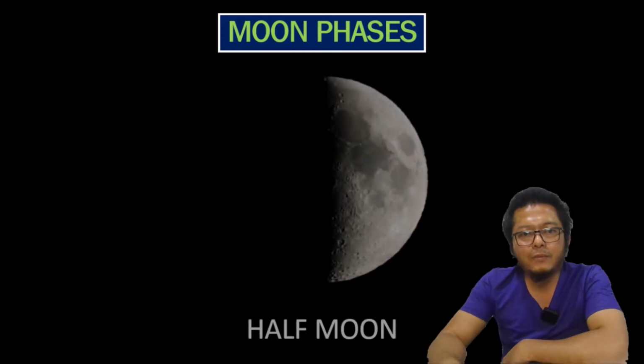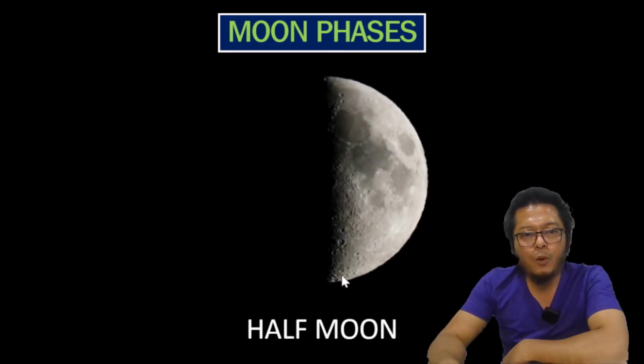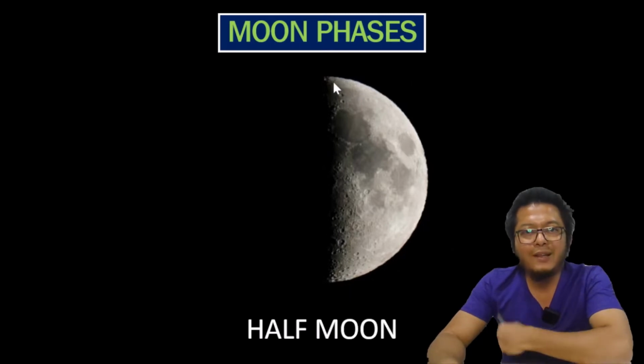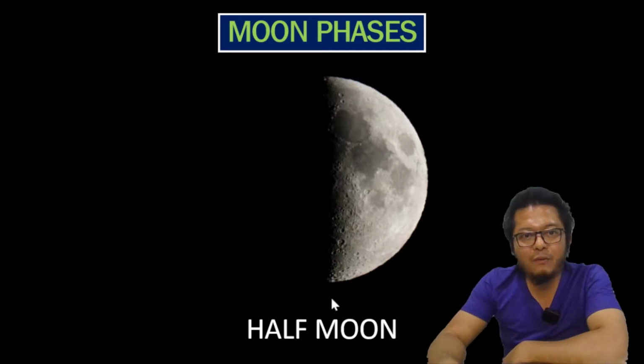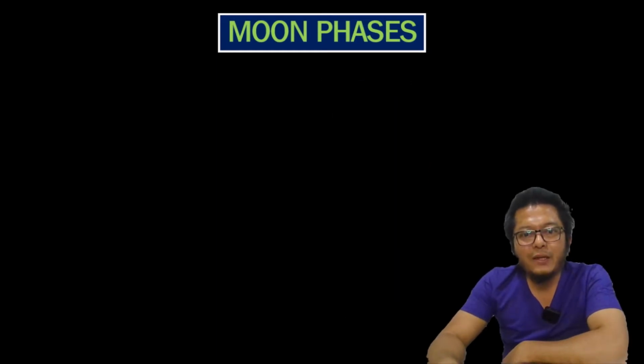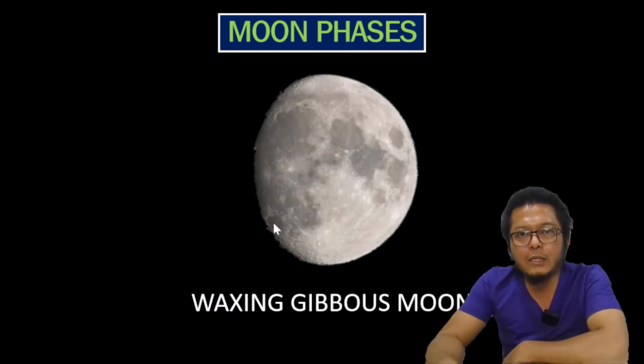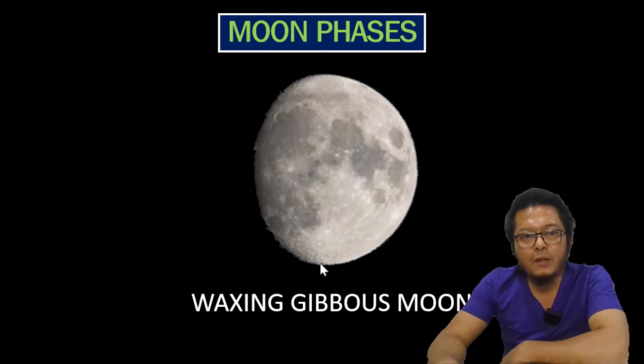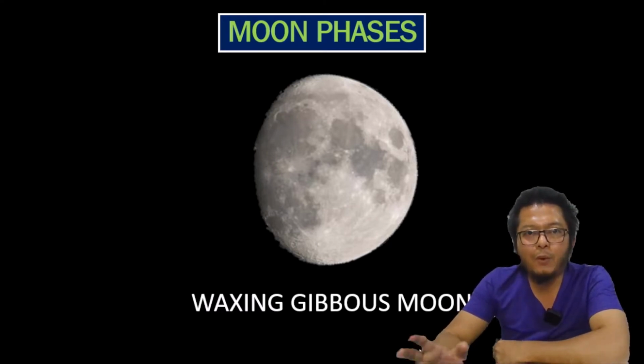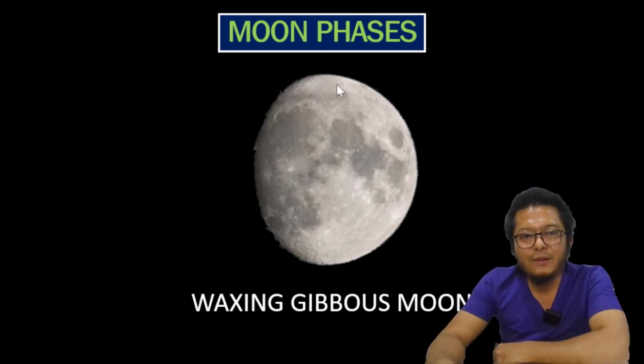Next, half moon. Half moon, more of the moon is lighted by the sun. We can see more of the moon. See, half of the moon actually. Half moon or first quarter. Next phase, waxing gibbous moon. So more of the moon we can see in this picture. More parts of the moon, but it's not yet a circle. It's not yet round. It's just more than half. So more than half is lighted by the sun. We can see more than half now.